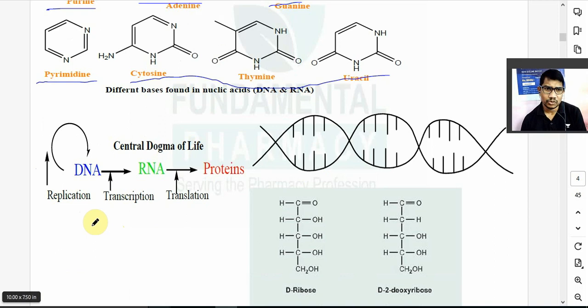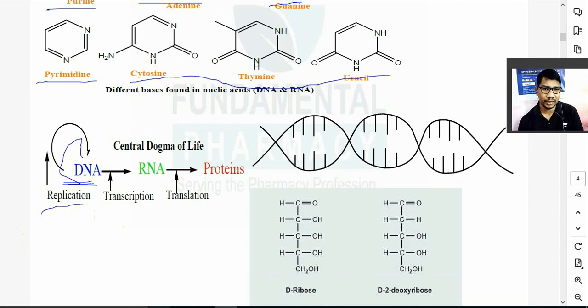Central dogma of life means what? Formation of a duplicate copy of DNA, or copying of its own structure, is known as replication. For cell division, for multiplication, you need DNA. DNA is the genetic material, you know that. So first DNA is replicated.